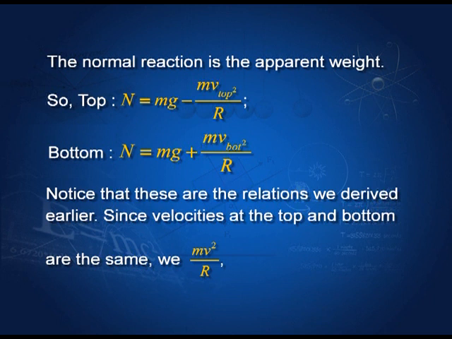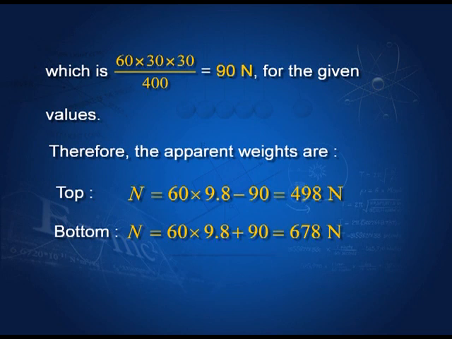So, just substitute the values of the velocity at the top, velocity at the bottom, the weight of the person, the radius of the hill, and we get the apparent weight at the top is 60 into 9.8 minus 90 newtons, which is 498, and at the bottom it is 60 into 9.8, our own weight, plus that due to centripetal force, which is 90 newtons, and it is therefore 678 newtons. So, the person feels lighter at the top of the hill and heavier at the bottom of the hill.